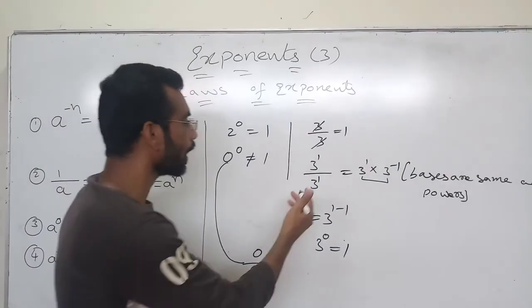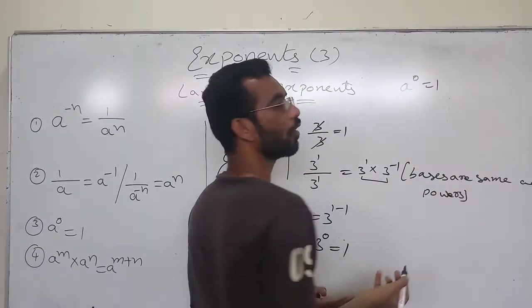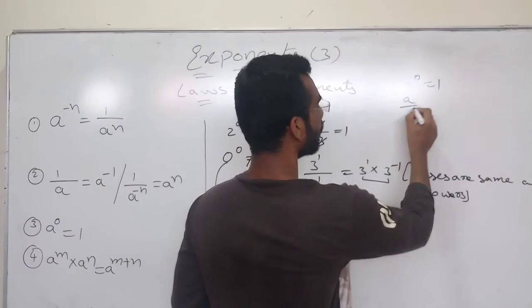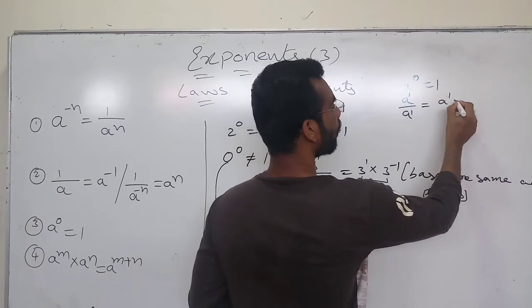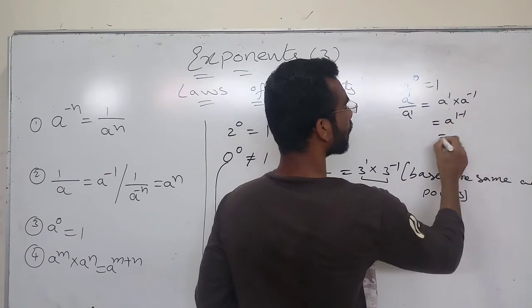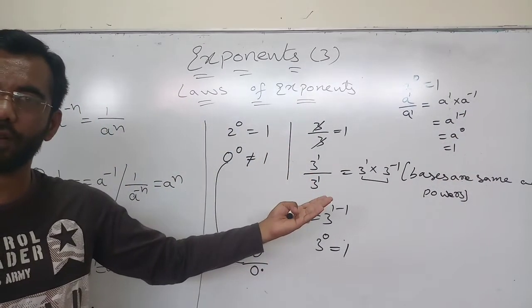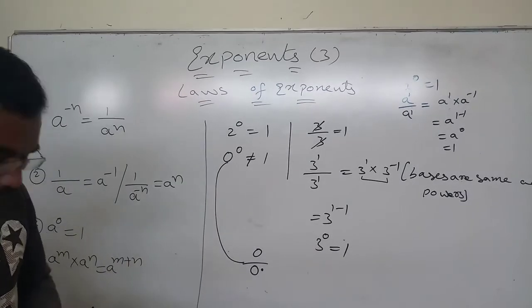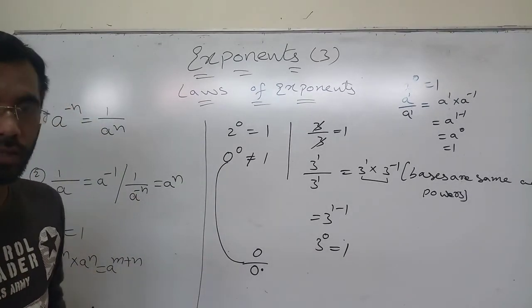Now, like that, a power of 0 is 1. How? A by a, nothing remains, so it is 1. Then it can be written as a power of 1 into a power of minus 1, so a to the power of 0 is 1. Anything to the power of 0 is 1. Now we will see how the logic that anything to the power of 0 is 1 works.